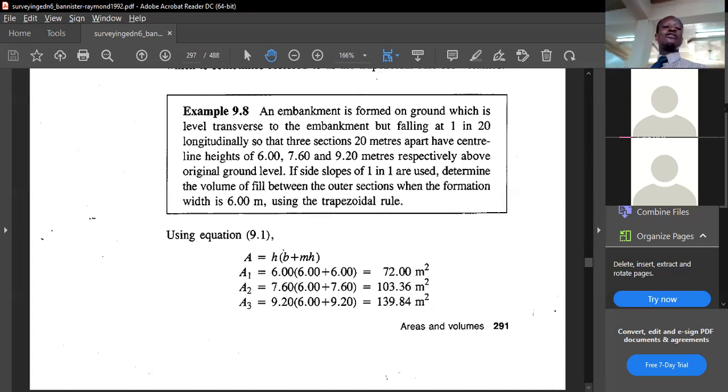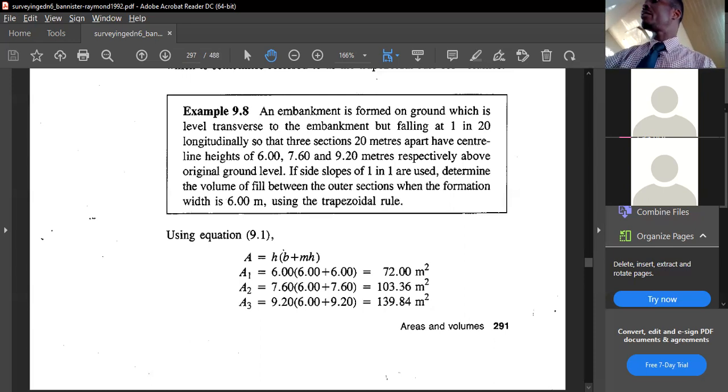Okay, so determine the volume of fill between the outer sections. What does it mean? It means find the volume defined by 3 different sections, in which you have 3 different H's. And so you're going to apply the formula to this 7 and 9, using the trapezoidal rule. Okay, doesn't matter. So let's just carry on.